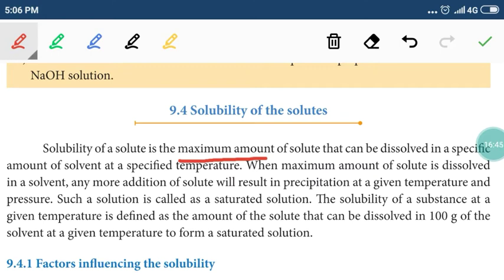So three basic solutions are there: unsaturated, saturated, and supersaturated. After reaching saturation, if you add more solute, it will not be dissolved, it will settle at the bottom, and the solution will be called a supersaturated solution. So the definition of solubility can also be expressed as the amount of solute that can be dissolved in 100 gram of solvent at a particular temperature to form a saturated solution.